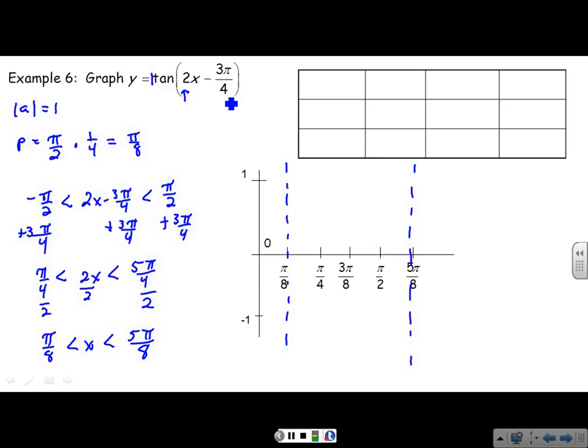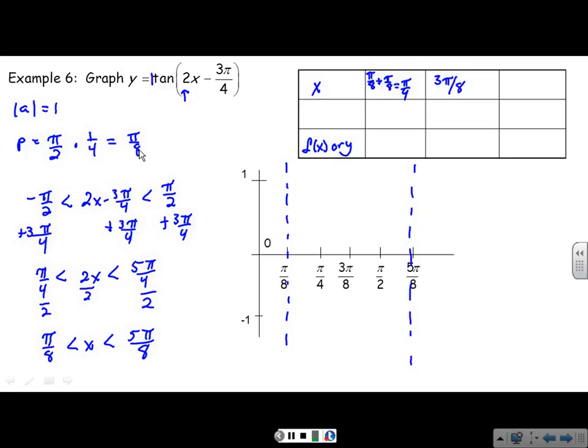Alright, so for our first one, again, this is going to be x, and this is going to be f of x or y, whichever one is your total function. For the first one, we know that we have an asymptote at pi over 8. So to get our first increment, we take pi over 8 and add pi over 8, and we get pi over 4. And then we take pi over 4 and add pi over 8 to it again to get our next increment, and we get 3 pi over 8.